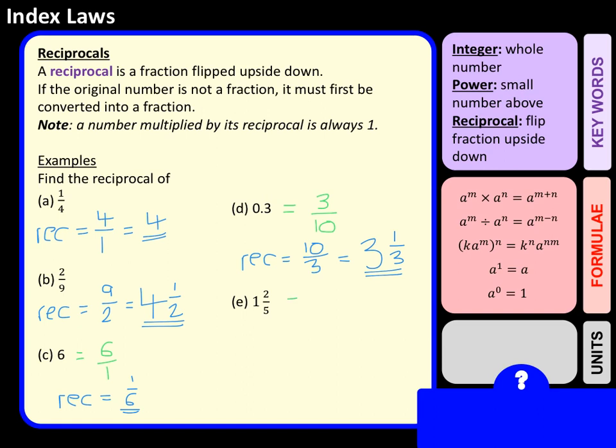Last one then, I've got myself a mixed number. So depending on your familiarity with mixed numbers, you might want to go back and find yourself a Corbettmaths video just to revise it. But most of you I think will be quite familiar that we're going to do 1 times by 5 and then add the 2 to find out what goes on top. So that's going to be 7/5. Once we've got that, we can do the reciprocal and flip it upside down to become 5/7.